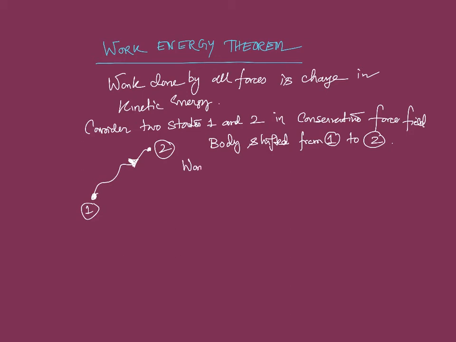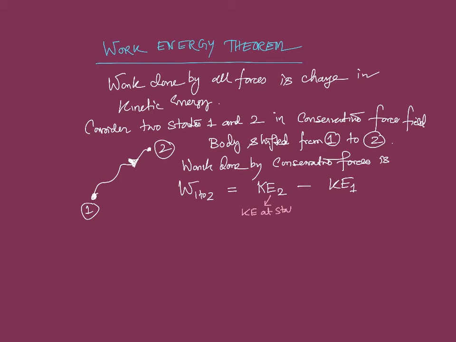So work done by conservative forces is W1 to 2, equal to, by the work energy theorem, kinetic energy at 2 minus kinetic energy at 1, right? That is, K2 is kinetic energy at state 2 and K1 is kinetic energy at state 1. Now that is true from the work energy theorem, this equation.